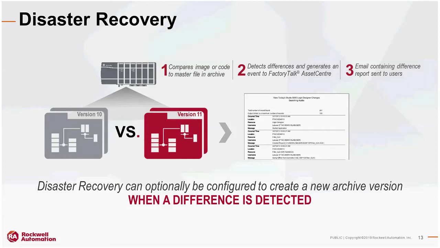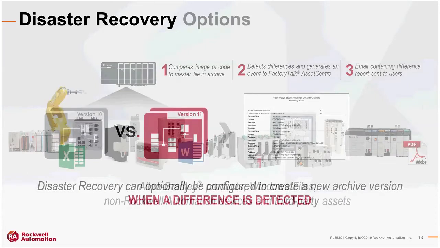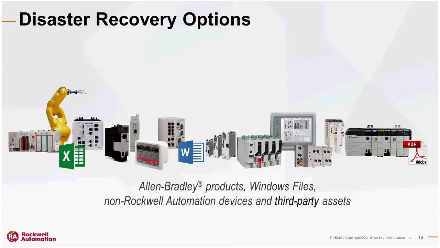Important to remember is that this disaster recovery feature refers to 2 separate operations, the backup and compare. Backup is AssetCentre retrieving the file from your device, and then compare is when AssetCentre compares the file it retrieved to the master file in the archive. And this disaster recovery feature is available for a variety of Allen Bradley products, Windows files, and third-party assets.